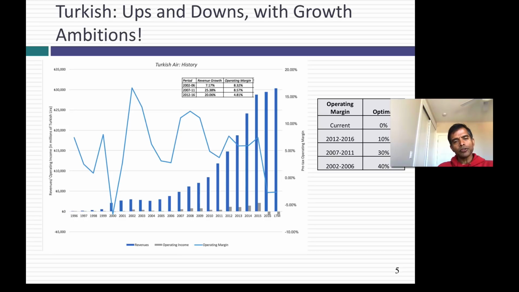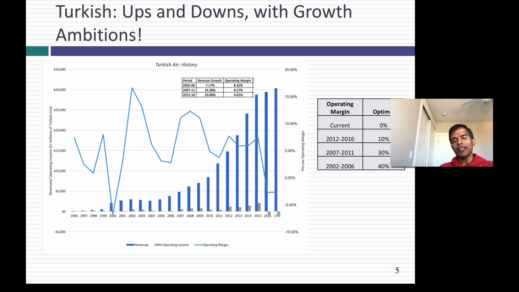So here's what you face when you sit down to compute the optimal debt ratio for a company. If you believe that the company is going to continue to be ambitious and cut prices and settle for lower margins, its optimal debt ratio is close to 0% because it's not making very much money. It's focusing on growth, and that's okay. You can focus on growth, but you can't have your cake and eat it too.